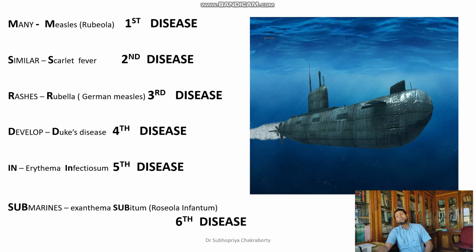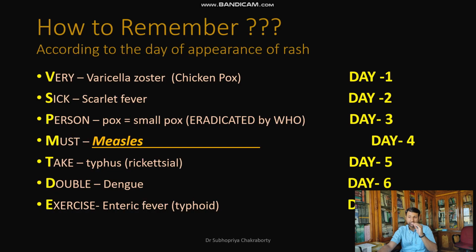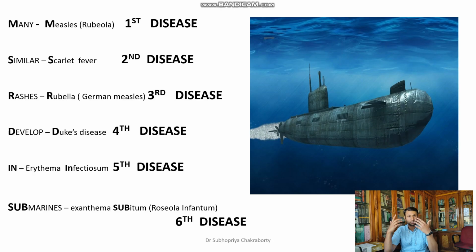Now, how to remember rashes according to the day of appearance of the rash. Don't confuse it with the previous slide in which I showed you the diseases by name. First disease means measles, but measles virus doesn't cause rash on the first day. It comes on the fourth day. So this is a different mnemonic. These are the only two mnemonics you should remember by heart.